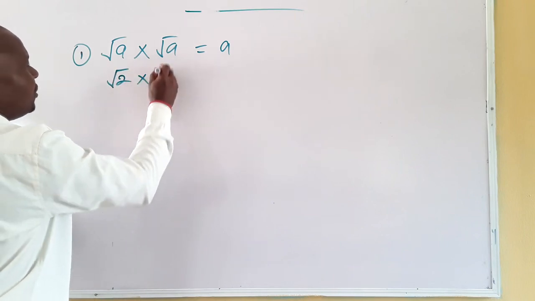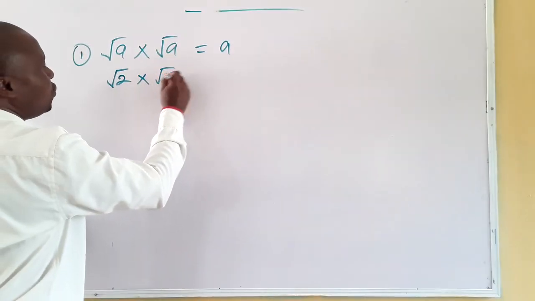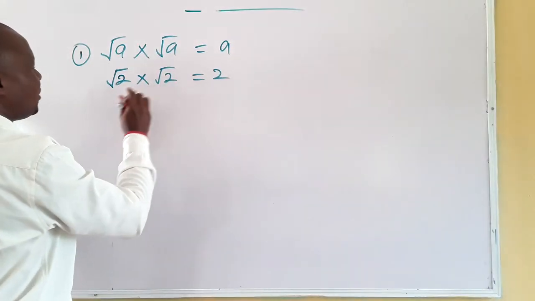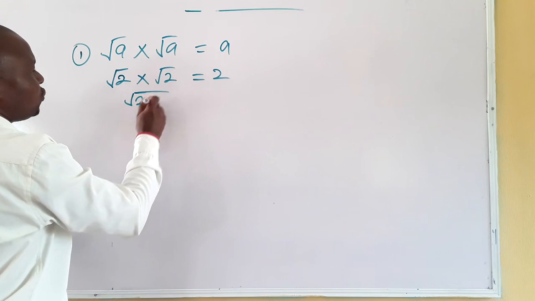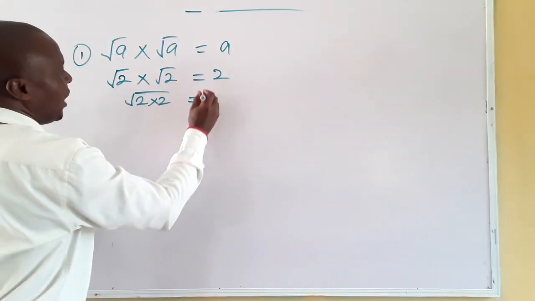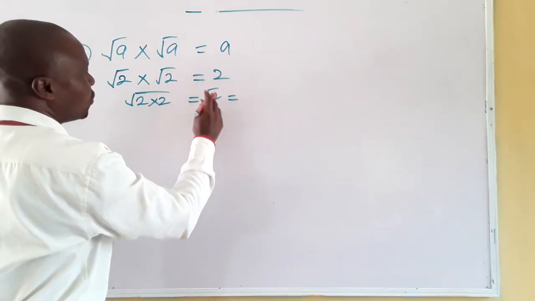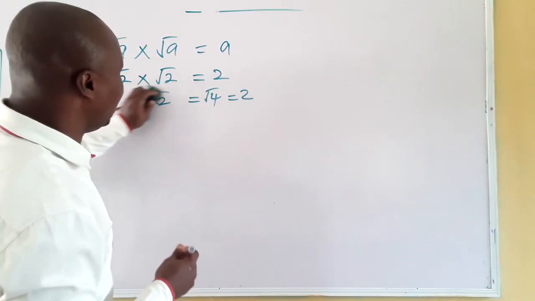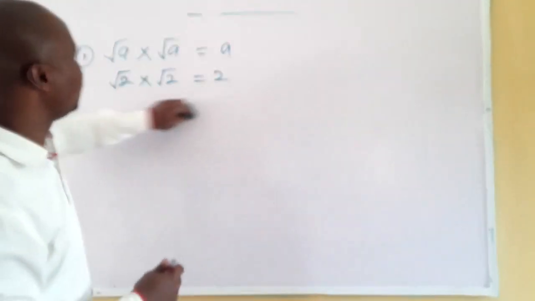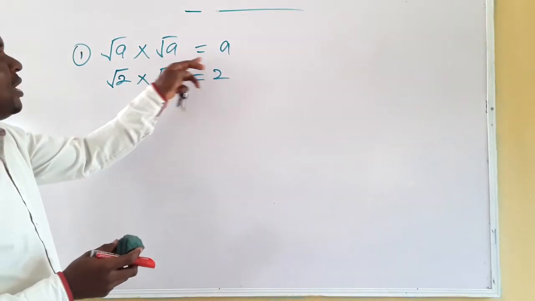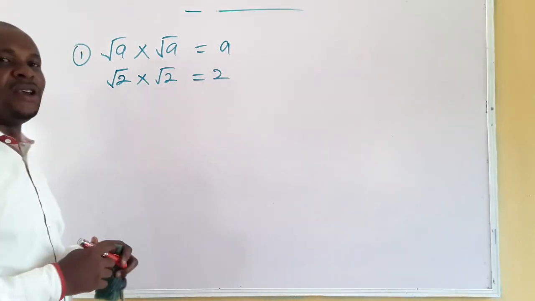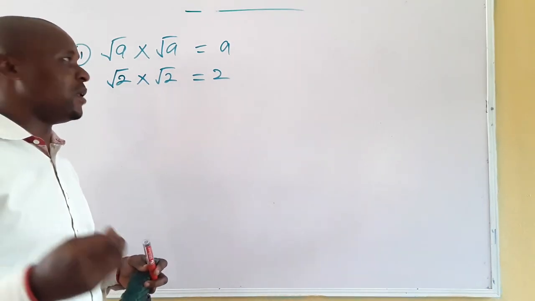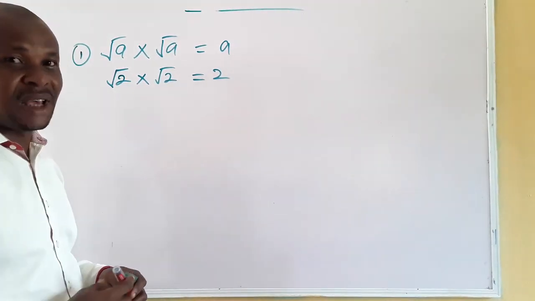Now, to verify this, if we have the square root of 2 times the square root of 2, that will give you 2. This is also the same thing as the square root of 2 times 2, and that means the square root of 4. And of course, the square root of 4 is 2. So the first law is root a times root a is a. Whenever a surd multiplies itself, the answer is just simply the number under the root sign.